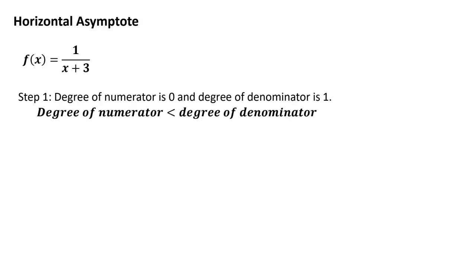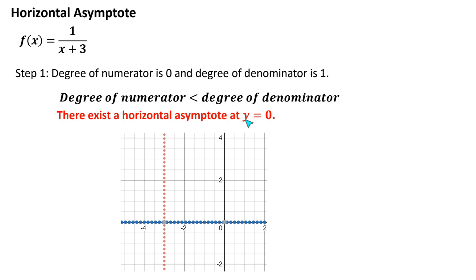Okay, so let's look at our example. So the degree of the numerator here is 0 because there's no variable, right? And then the degree of the denominator is 1. So the degree of the numerator is less than the degree of the denominator. So that means that it's going to have a horizontal asymptote at y equals 0.